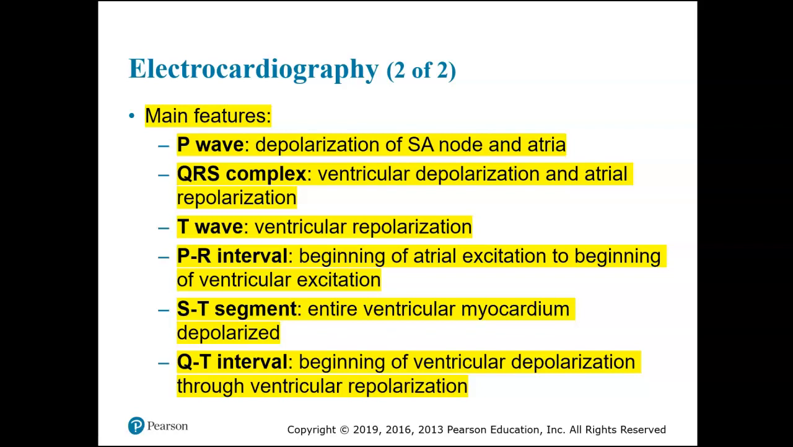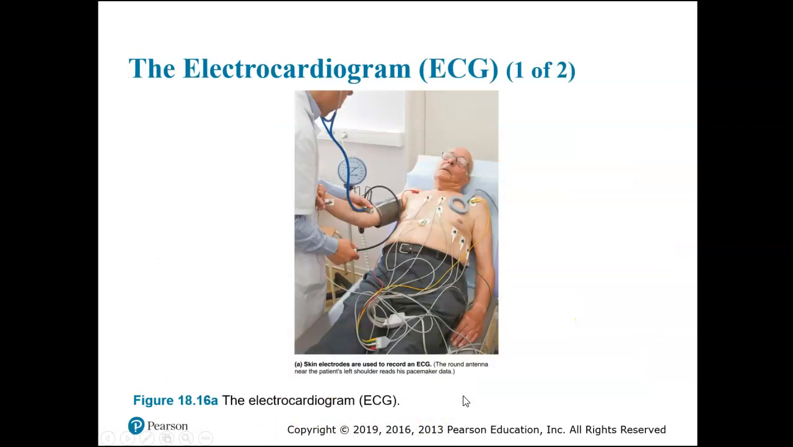And during that time, the atria relax, they repolarize, but you wouldn't really see that because the ventricles will be contracting at the same time. So then you have the T wave, which represents the ventricles repolarizing. The PR interval is the beginning of atrial excitation to the beginning of ventricular excitation. And then the ST segment is when the entire ventricular myocardium is depolarized. And the QT interval represents the beginning of ventricular depolarization through ventricular repolarization.